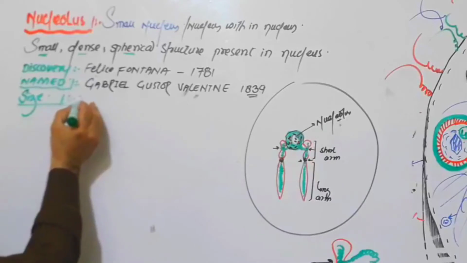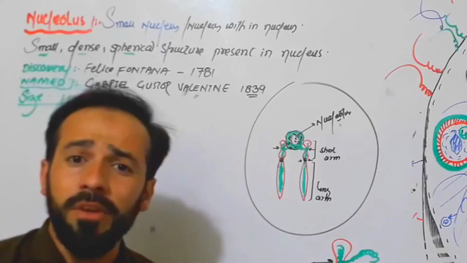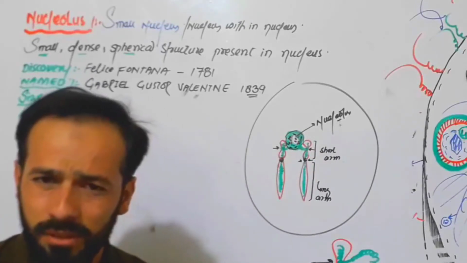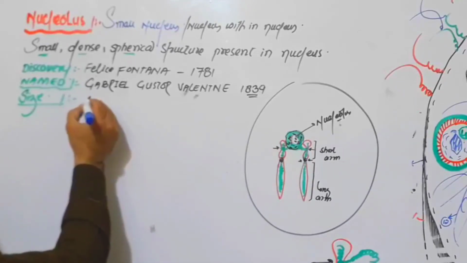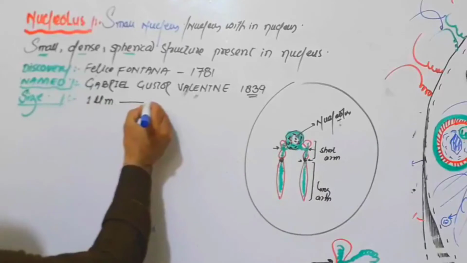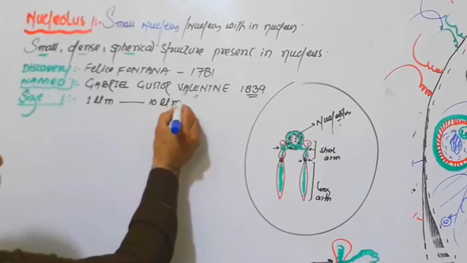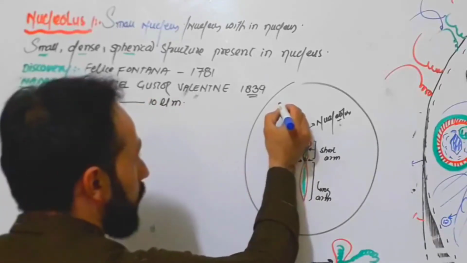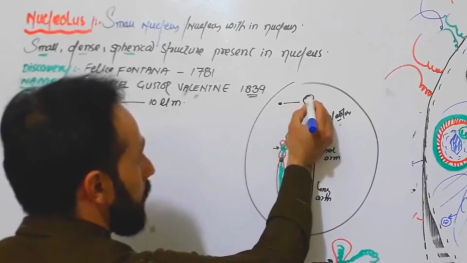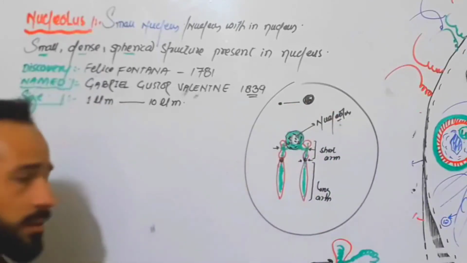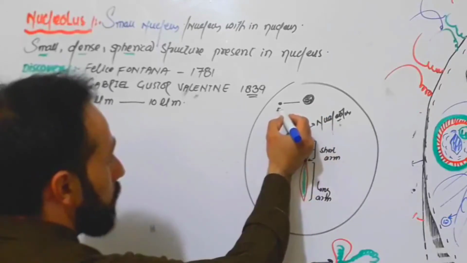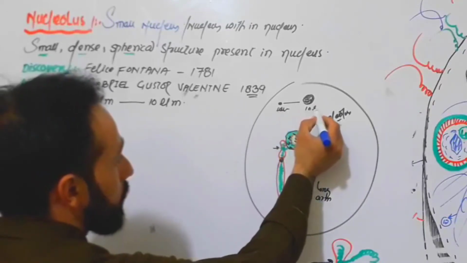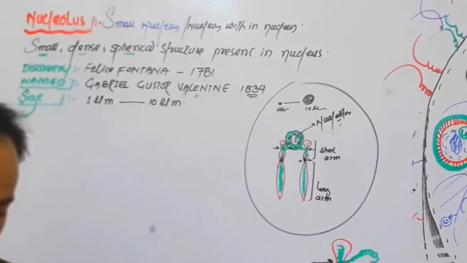The size of the nucleolus may be very small or a little bit larger. So its size may vary from 1 micrometer to 10 micrometers. It's not drawn to scale, I'm just showing you that it may be 1 micrometer or it may be 10 micrometers. So this can be its size.